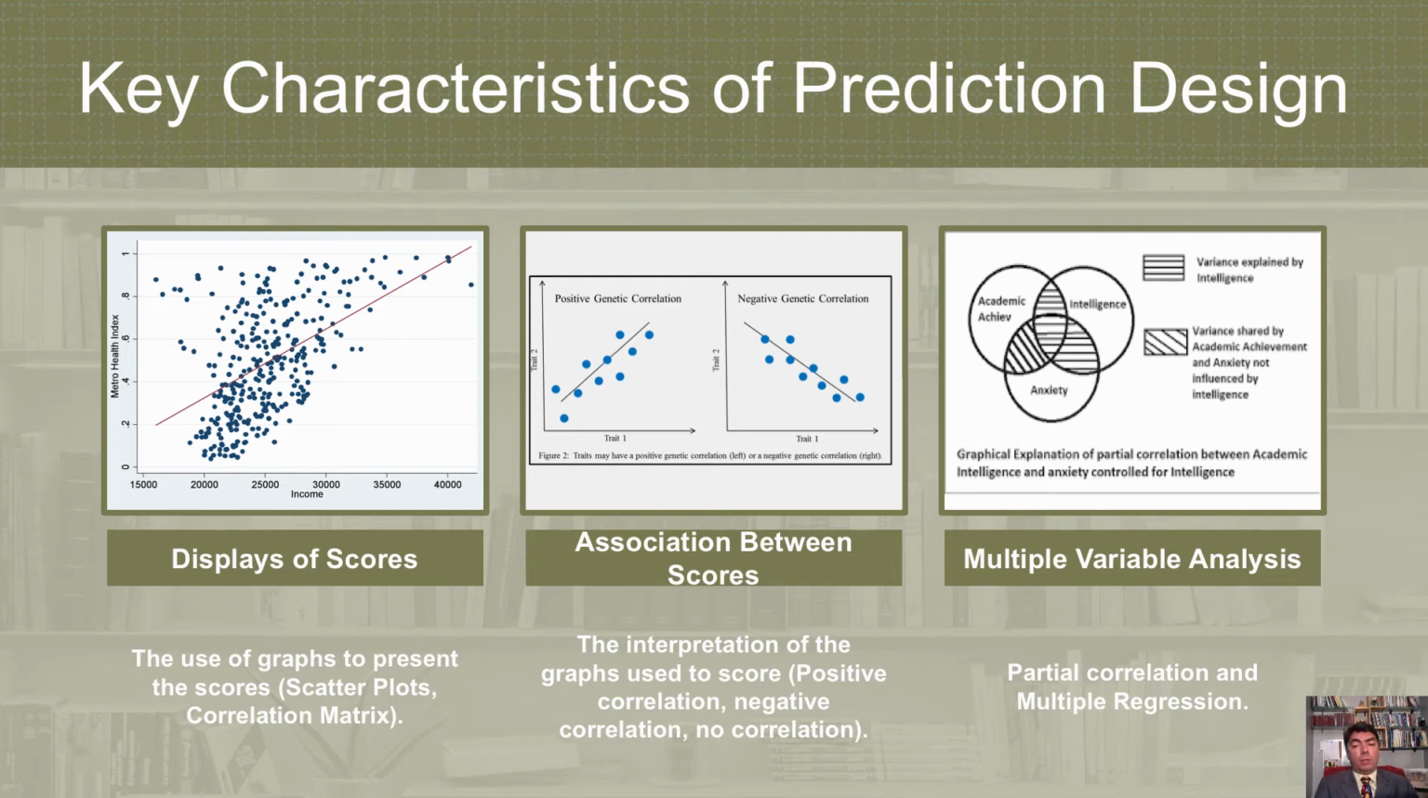We have another one, no correlation. This indicates no relationship between the two variables. A correlation coefficient of 0 indicates no correlation. And finally, these associations can explain partial correlation and multiple correlation.